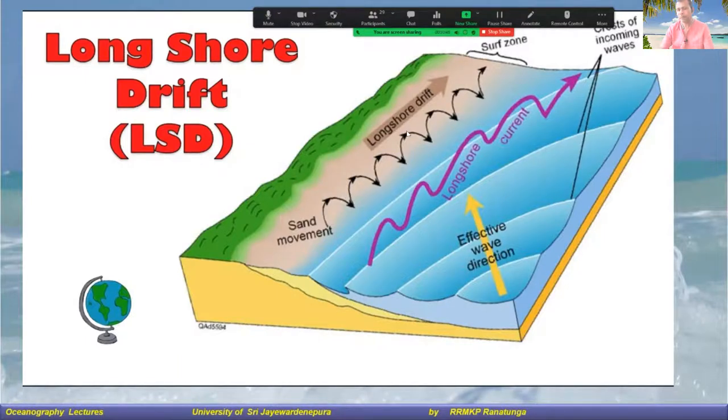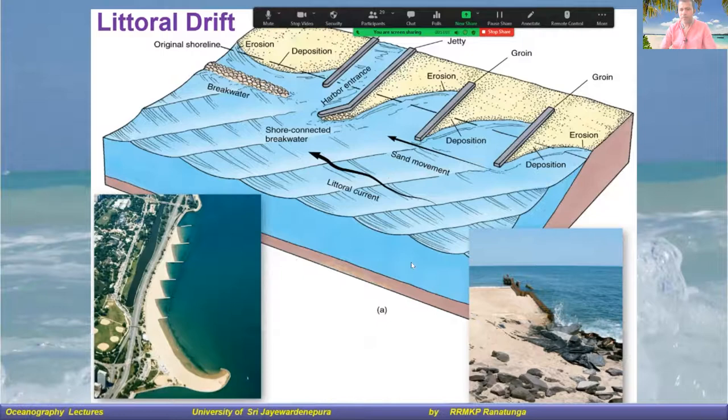It depends on the direction of the longshore currents, and that's how the sediments move along the coast, right? We will talk about these later, just to have an idea.